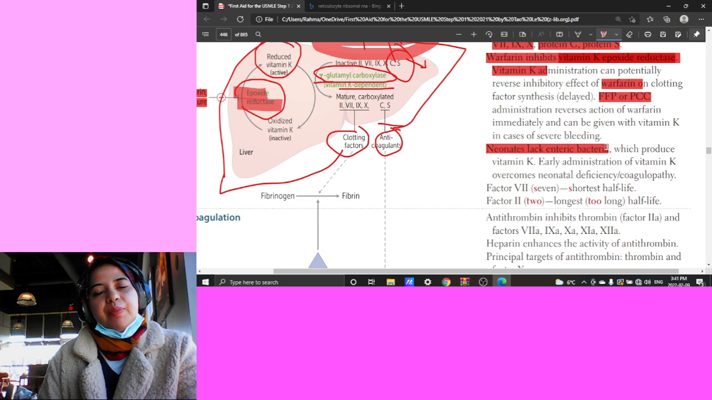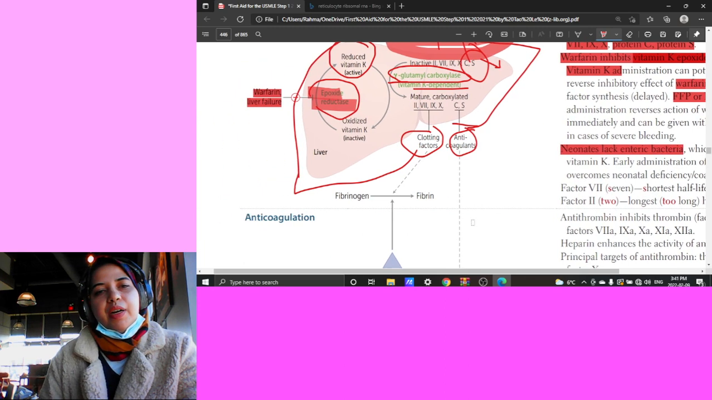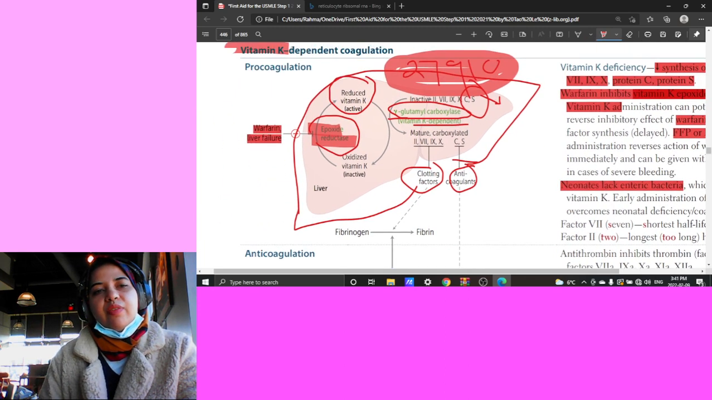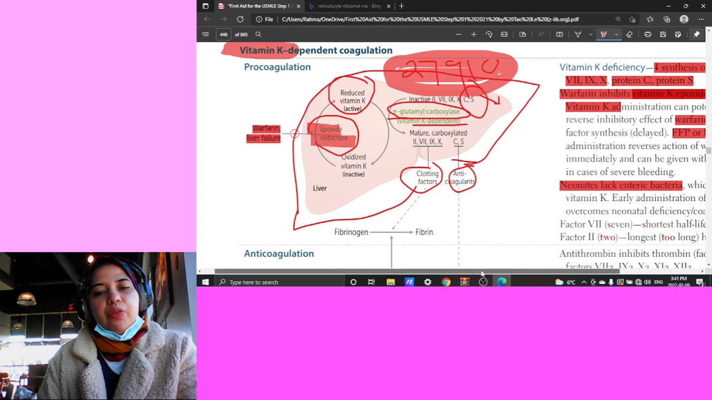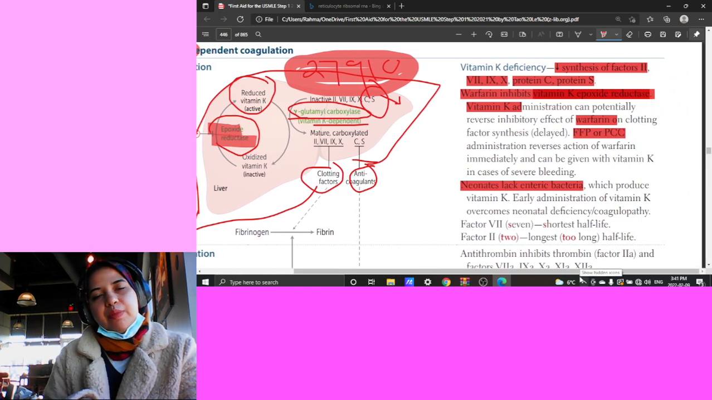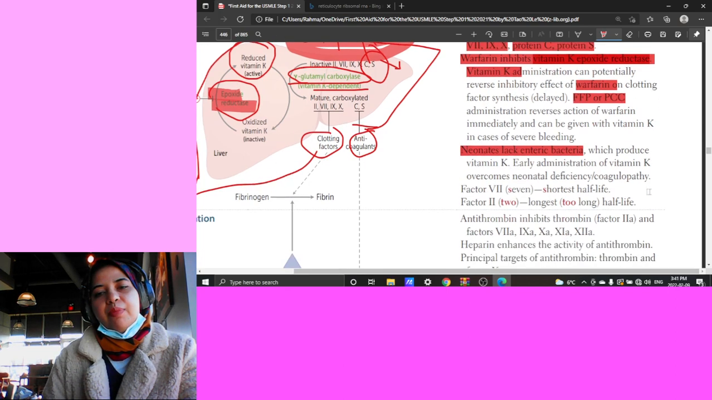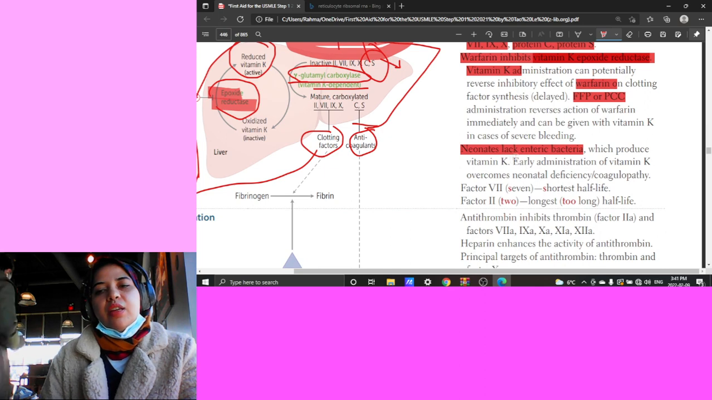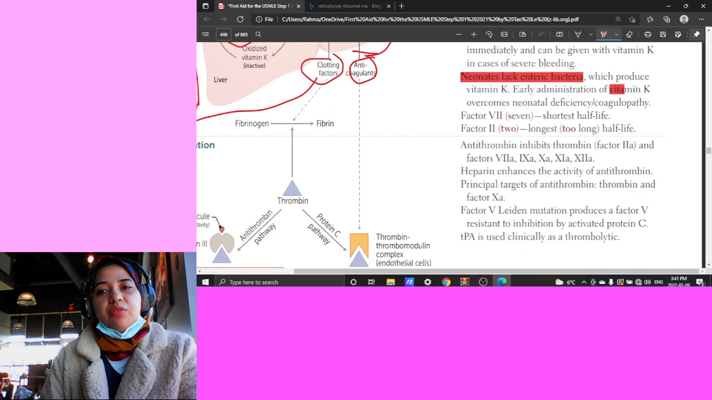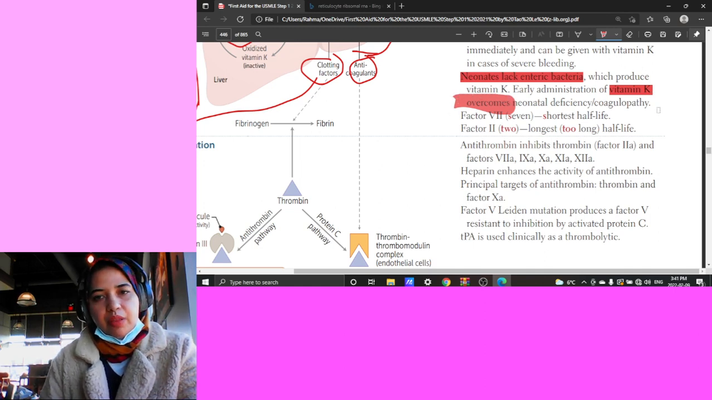Neonates lack enteric bacteria, so some conditions occur where you naturally have decreased vitamin K. In neonates, they have a deficiency of enteric bacteria, and that enteric bacteria actually helps us absorb or produce vitamin K, so that's not happening. To avoid this, generally giving the child a vitamin K shot is going to help them. Administration of vitamin K overcomes neonatal deficiency and coagulopathy.